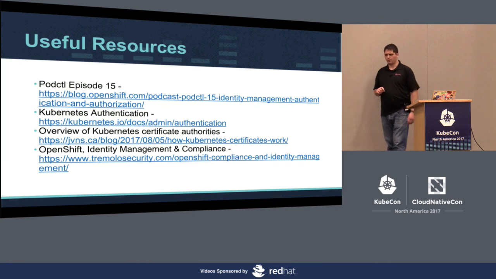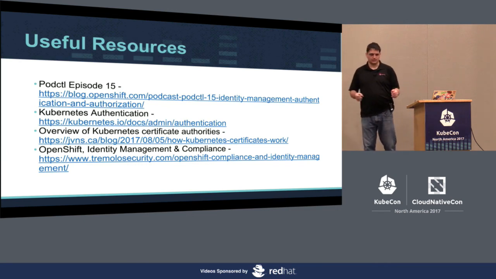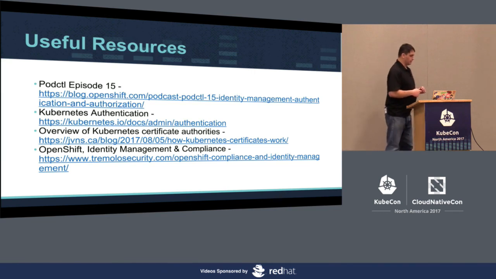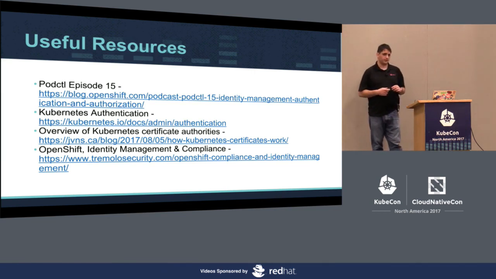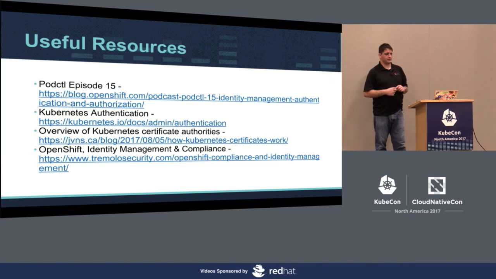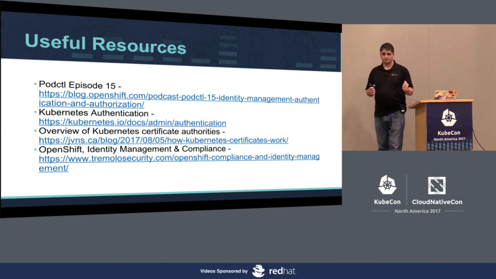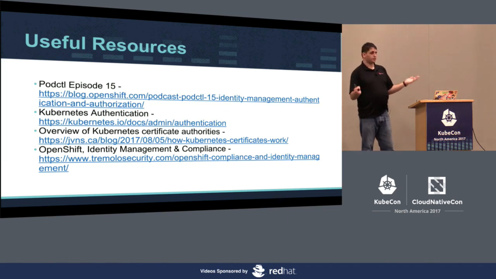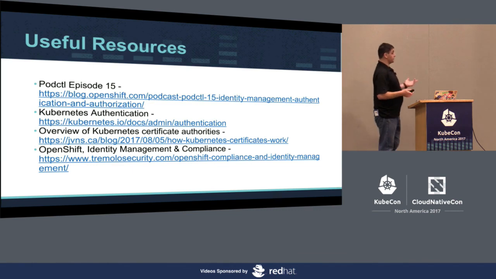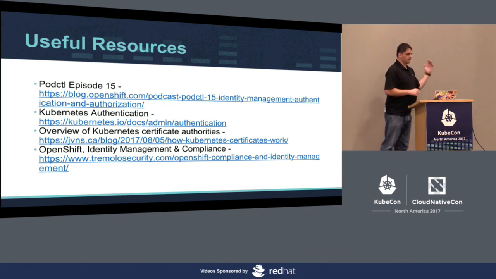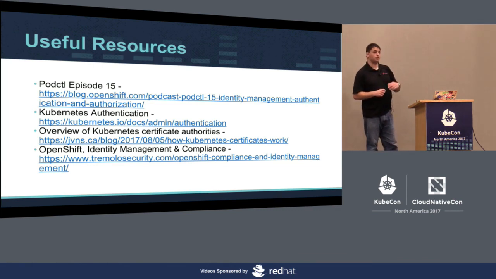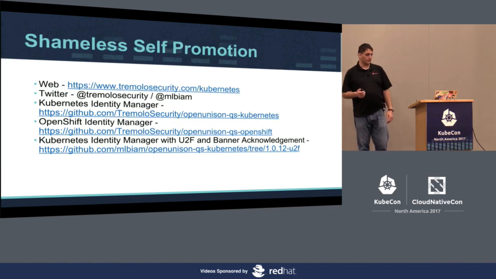This is a really great link for a blog post on how the CAs in Kubernetes work, if you really want to understand how the different certificate authorities work and how that all fits in. And then this is a link to the original blog post that I wrote. When I actually wrote this originally, it was for OpenShift. The folks at Red Hat put together a really nice compliance framework, and everything that had to do with identity management was go talk to someone else, so I wanted to provide that someone else.